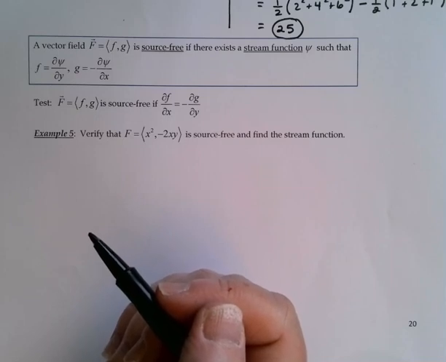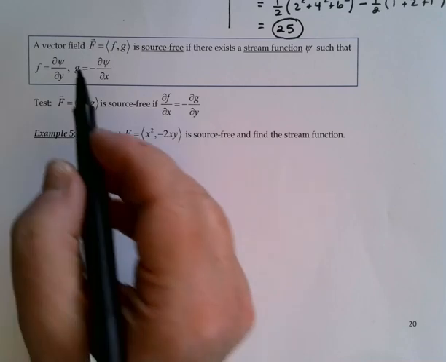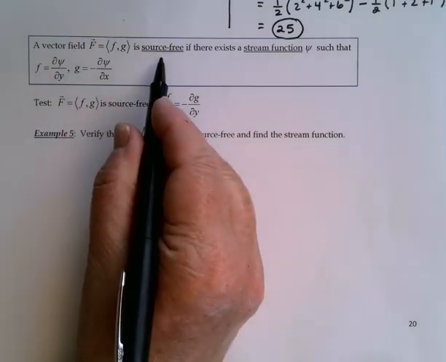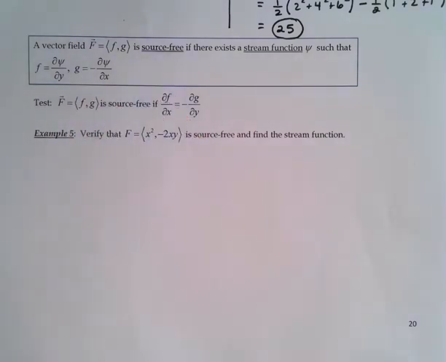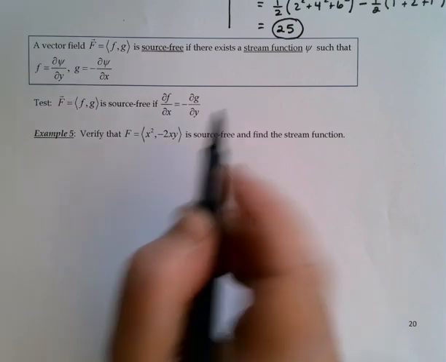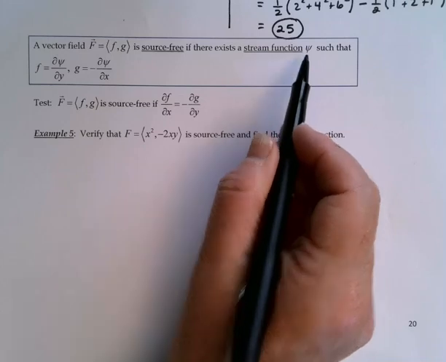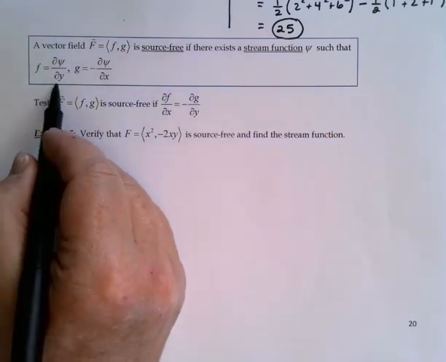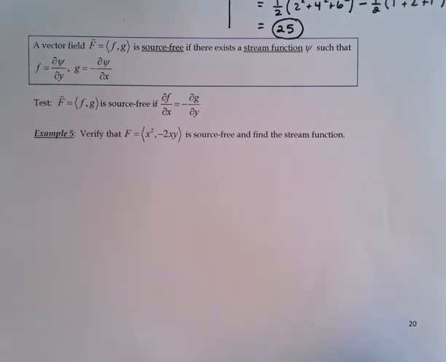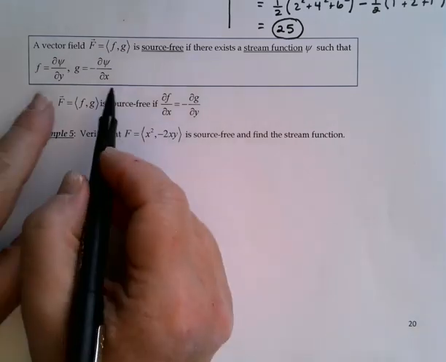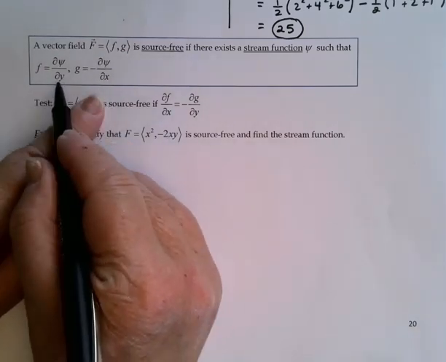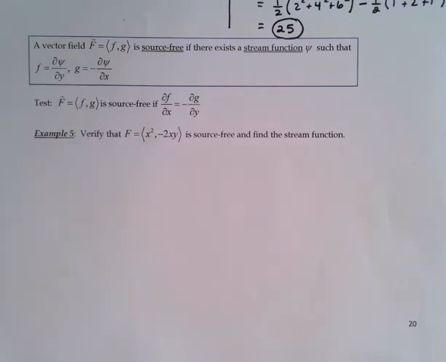It turns out that the condition we're going to need for the flux integrals is what's called a source-free vector field. A vector field is called source-free if there exists what's called a stream function, phi, such that f is dphi/dy and g is minus dphi/dx. Notice the swapping of the variables and the negative on the second one, very reminiscent of what we did when we did those normal vectors from the r primes before, and that certainly is not a coincidence.